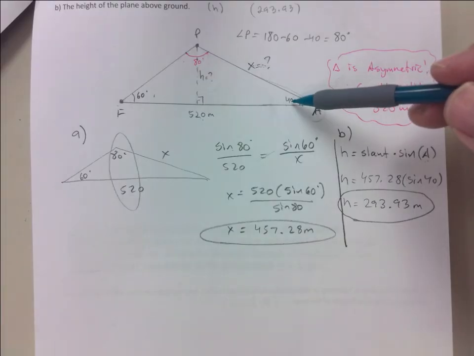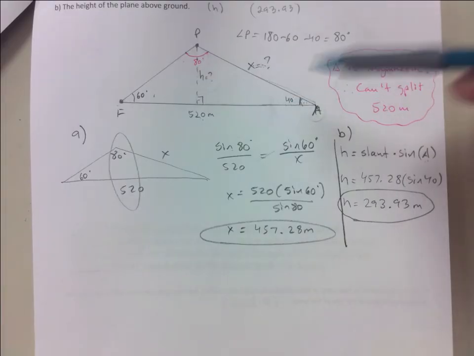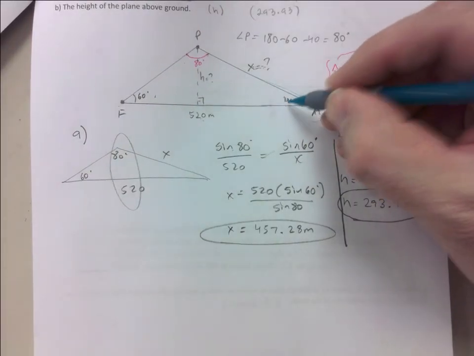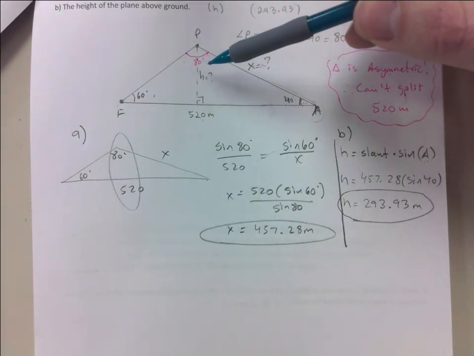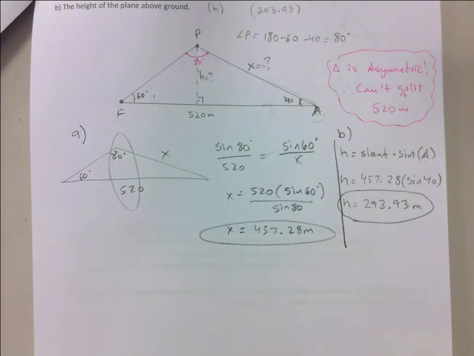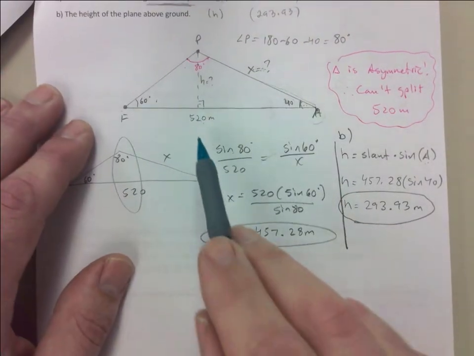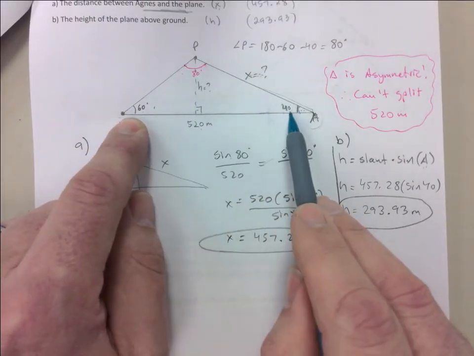Which one? This 50? This is 40. This one? That's 80. You cannot split it in half because it goes back to these two being different.